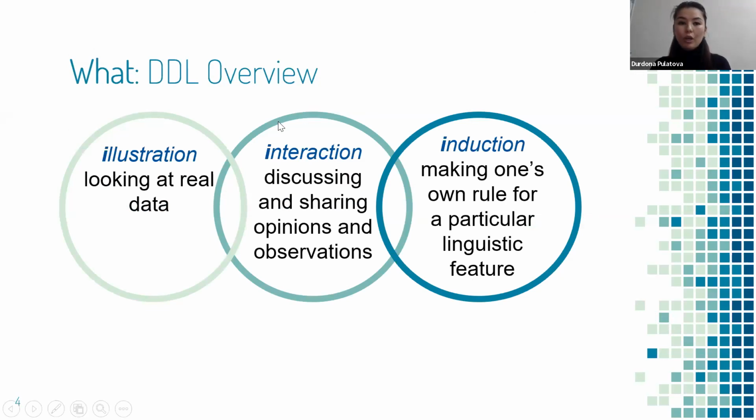As I mentioned before, in DDL learning there are the three I's. The first one is illustration. The students look at the real data. The second, they interact with their partners and group members in order to discuss and share opinions and their observations. In the introduction stage, they make their own rule for particular linguistic features.